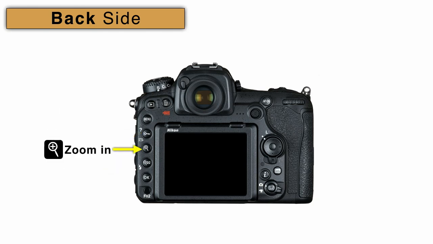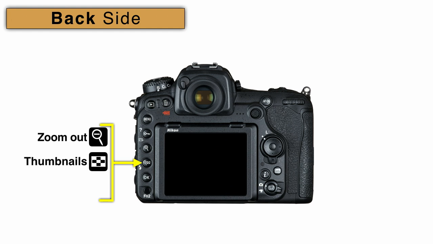We have our zoom in, which works in the playback mode, and it also works in live view. So if we want to focus during live view, we can use that, as well as zooming back out. So this is another triple button. In the playback, it goes back to thumbnails. And then if we were to have a flash attached to the camera, we would be able to go through the flash modes by pressing that button and turning the dial.